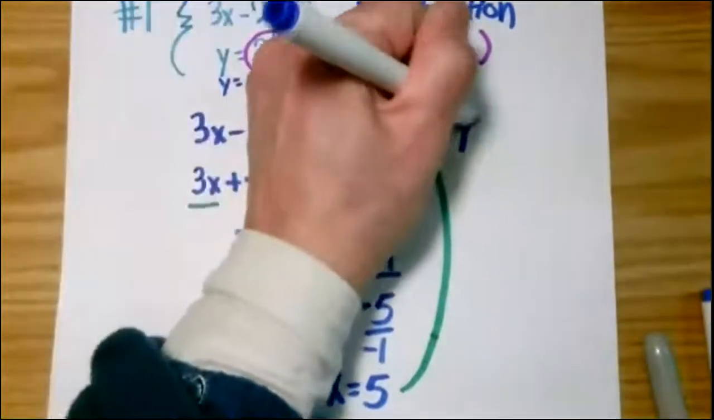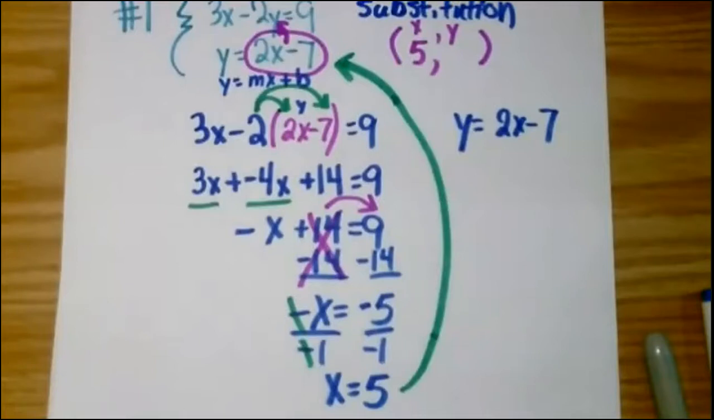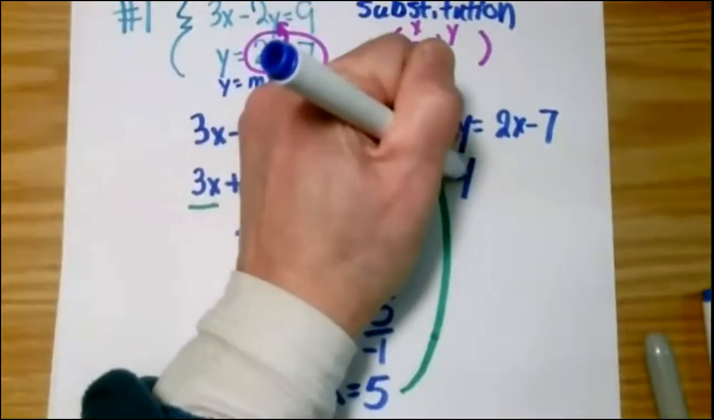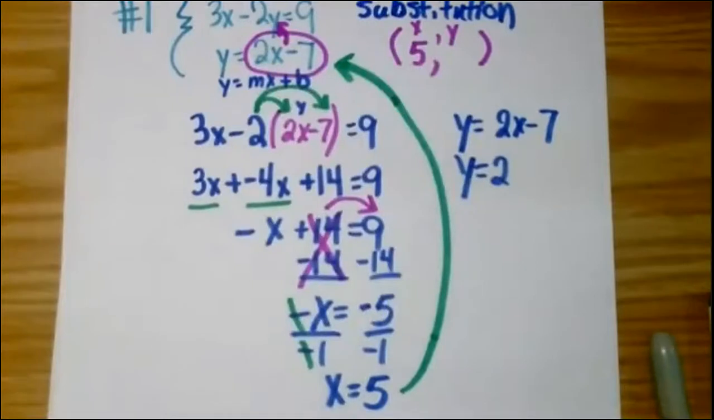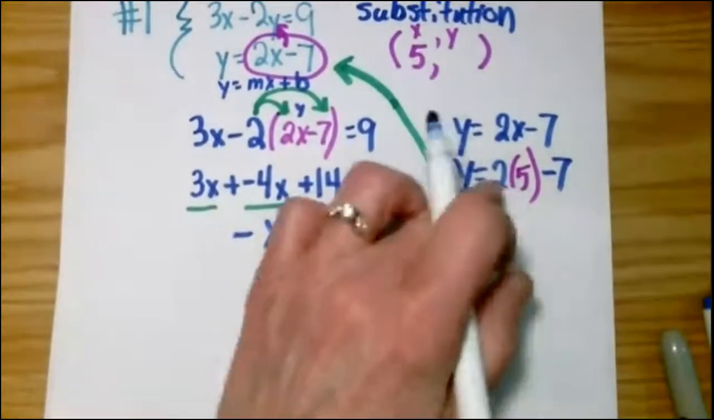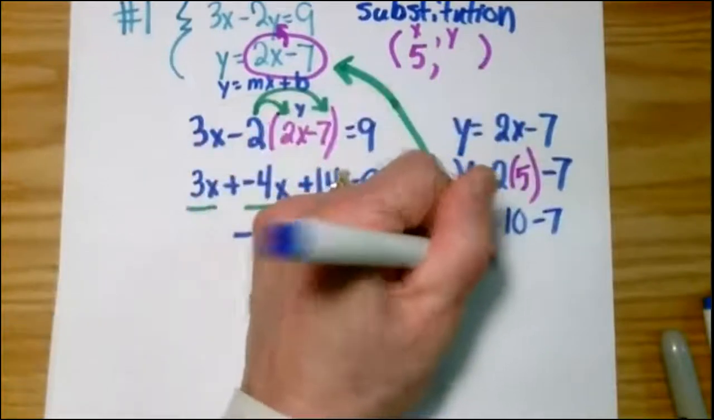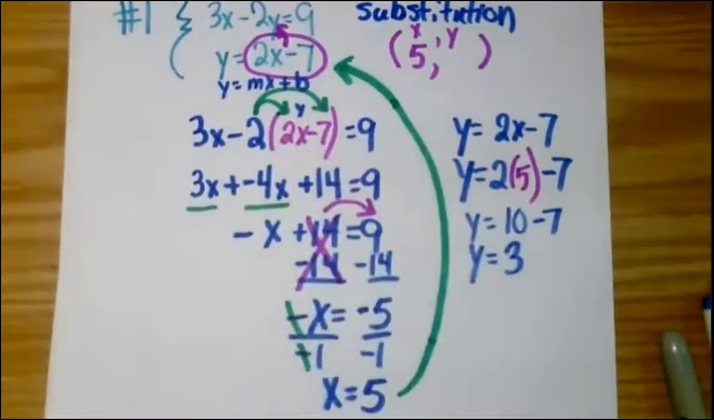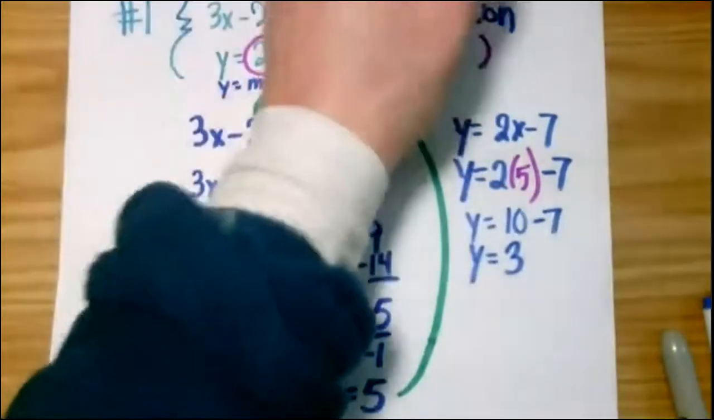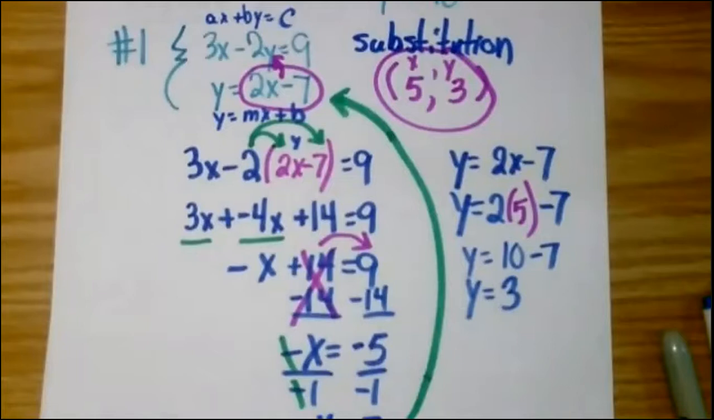So I'm going to use y equals 2x minus 7, and I'm going to plug that 5 in. So I'm going to end up with y equals 2 times, plugging in the 5, minus 7. Solve multiplication first. 2 times 5 is 10. So y equals 10 minus 7. Y equals 3. So that is my y coordinate. So the answer to my system of equations is (5, 3).